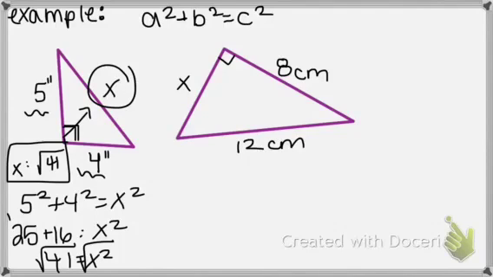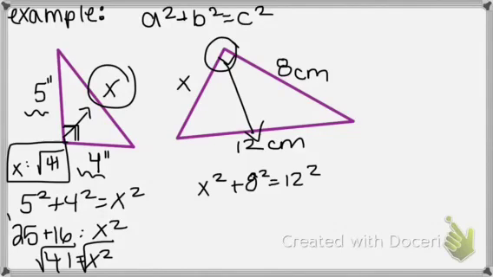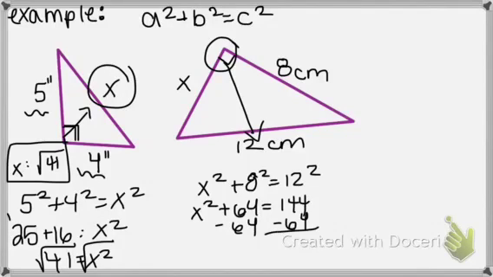Now let's take a look at our second triangle here. This one's a little bit different because our hypotenuse is our 12 centimeters. So that's our c squared. So my legs are x squared plus 8 squared equals 12 squared. So I'm going to go ahead and simplify that out. Equals 144. And we subtract the 64 from both sides to get x squared, excuse me, equals 80.